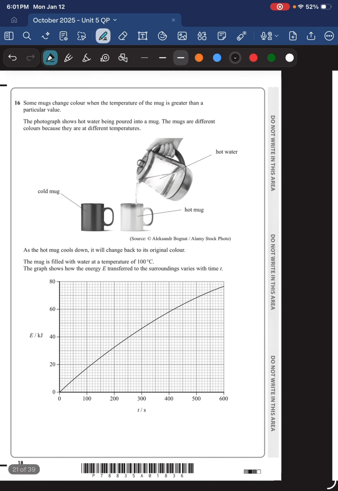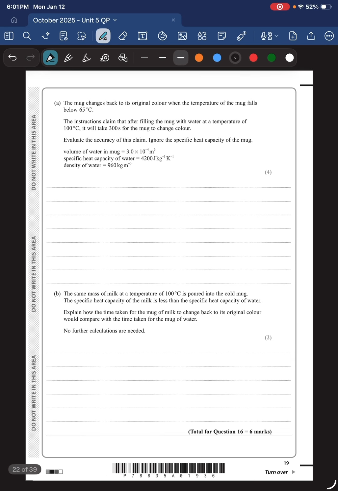Question A. The mug changes back to its original color when the temperature of the mug falls below 65 degrees Celsius. The instructions claim that after filling the mug with water at a temperature of 100 degrees Celsius, it will take 300 seconds for the mug to change color. Evaluate the accuracy of this claim. Ignore the specific heat capacity of the mug. Okay, this is a long problem to read.